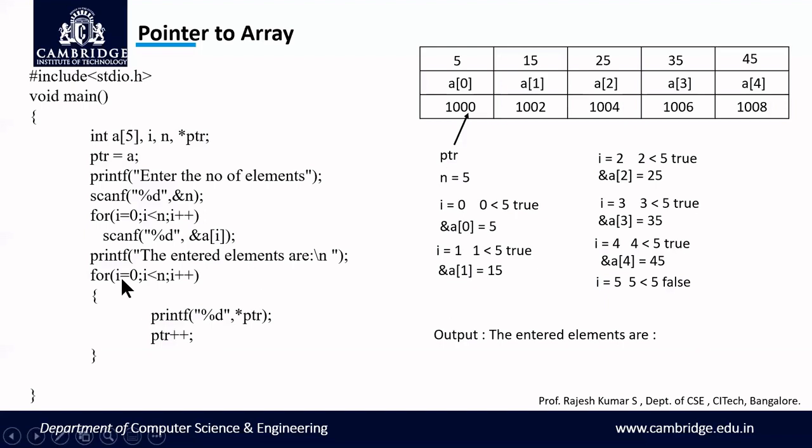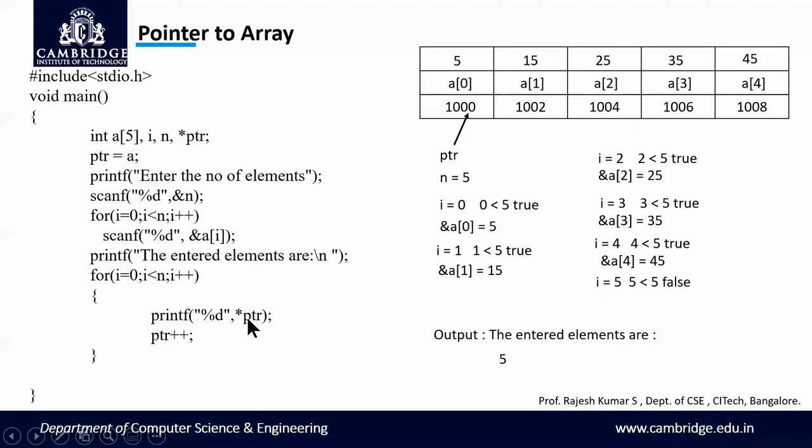First, for i equal to 0, 0 is less than n, whose value is 5. Yes, 0 is less than 5. The condition is true. printf of star of ptr. We know that when I use the special operator star of ptr, whatever value is present at the address in ptr will be fetched and printed on the monitor screen. Now, what is the ptr value pointing to? It is holding the value 1000. What is star of 1000? In this particular address, what is the value present? 5. 5 gets printed on the monitor screen.